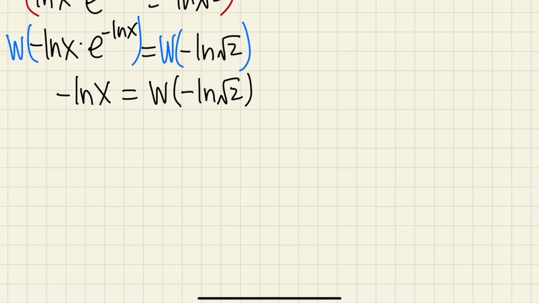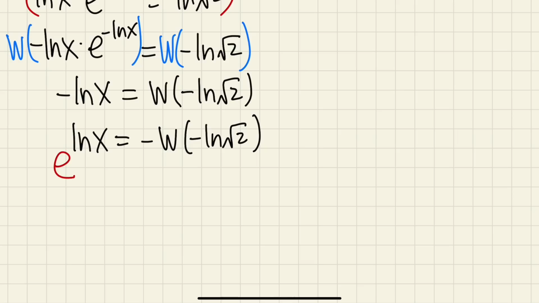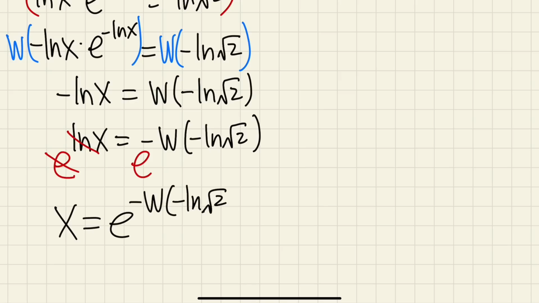Then we want to isolate the x. So do the usual business, divide both sides by negative. So we have ln x equals negative Lambert W function of the same input that stays inside. And then we just have ln x. So we can do e to that power now. They cancel. And we have x being equal to e to the negative W of negative ln square root of 2. This will be an expression for the answer that we are going to get.